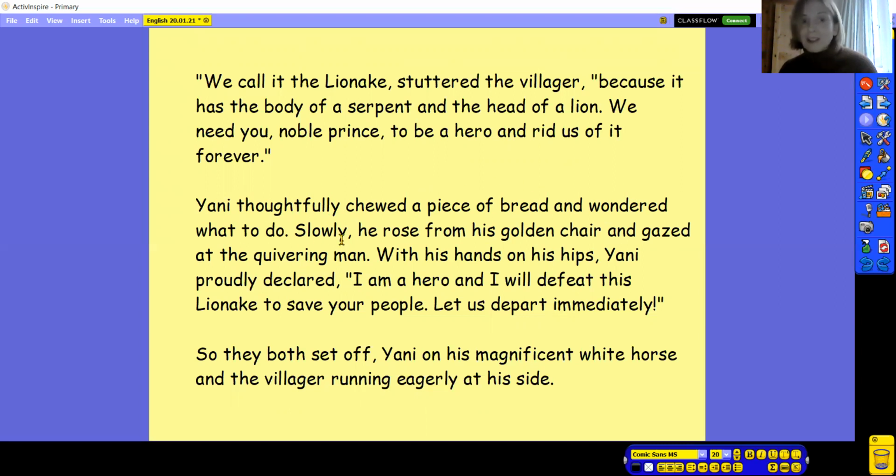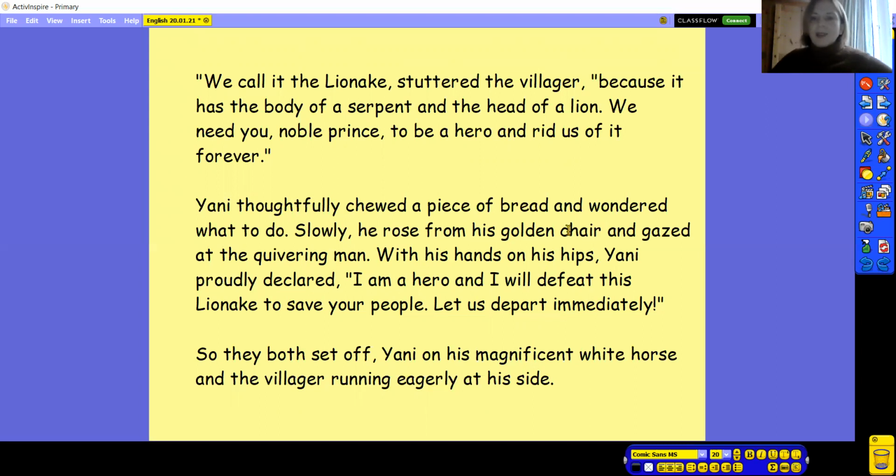Here, for effect, I put slowly as my frontal verbal. So he's not getting up quickly, he's getting up slowly. So he's still thinking about it. Golden chair, again, refers back to rich. And where we've got here, the quivering man, you're still getting the villager still upset, still in shock. With his hands on his hips, Yanni proudly declared, "I am a hero, and I will defeat this lion egg to save your people. Let us depart immediately."